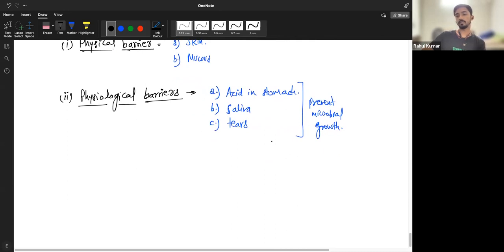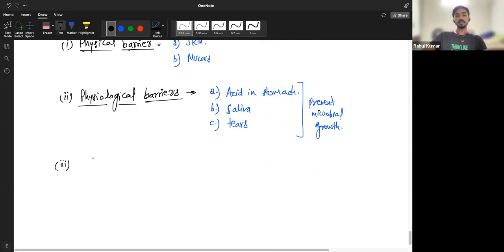They all prevent microbial growth. Sweat does not actively prevent microbial growth. That's why we are not putting it here. Tears and saliva, on the other hand, do that. And in fact, in sweat, microbes can grow and cause acne and pimples.